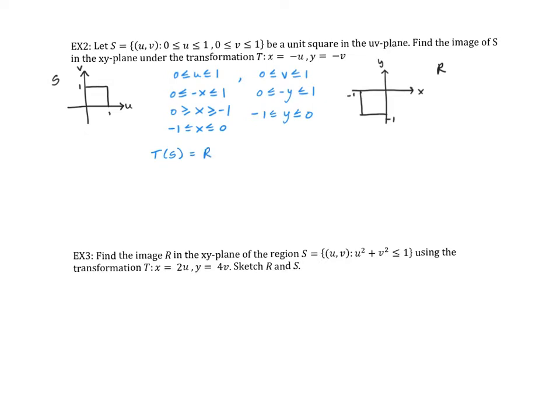If I were to describe that set R, it would be the set of all points x and y such that x is greater than or equal to negative 1 and less than 0, and y is from negative 1 to 0. So we found the image of S, which is R, in the xy plane under that transformation.